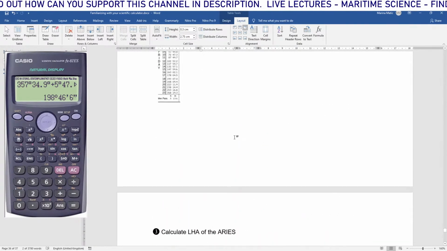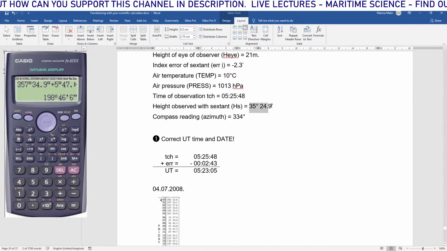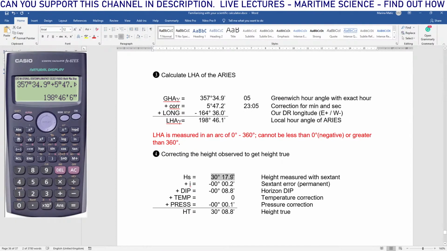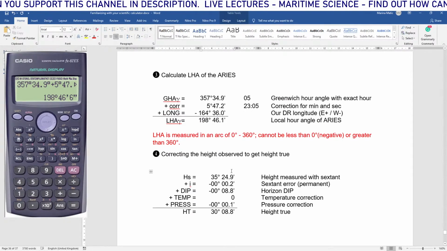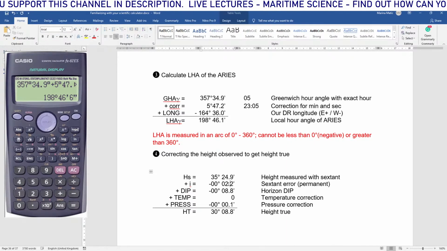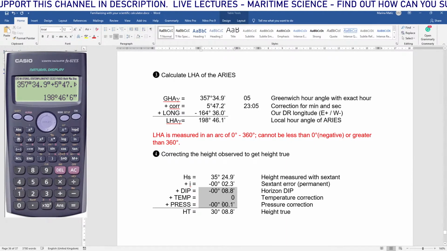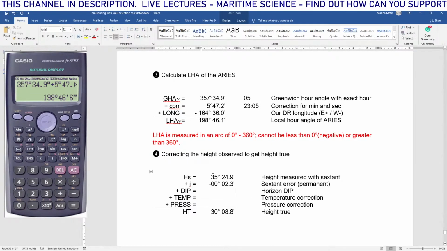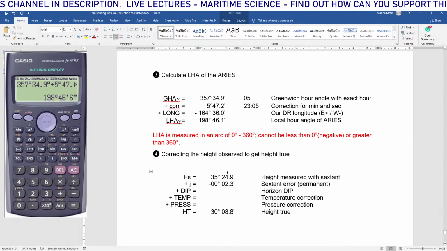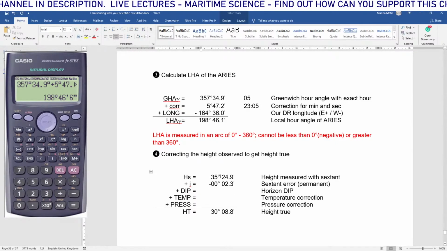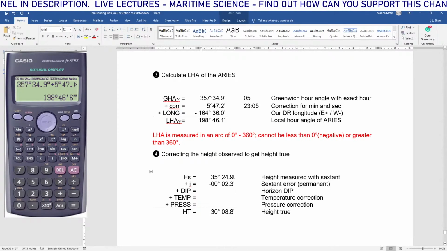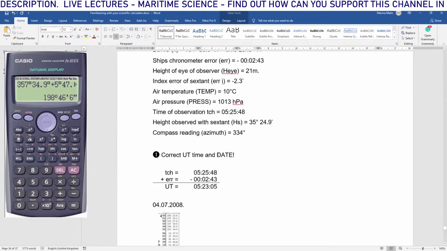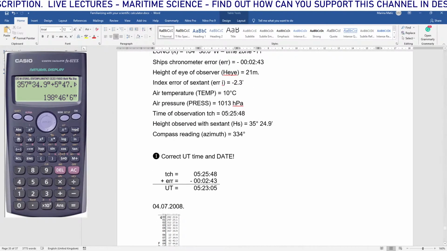So the height measured with the sextant is this one here. Sextant error was 2.3. That's the ship's device. And now I need to get these three errors. So for horizon dip, for 35 degrees, and maybe I'm going to need to interpolate because it's not 35 exactly, it's 35 and 30 minutes, so 35 and a half. And the height of the eye is 21 meters.